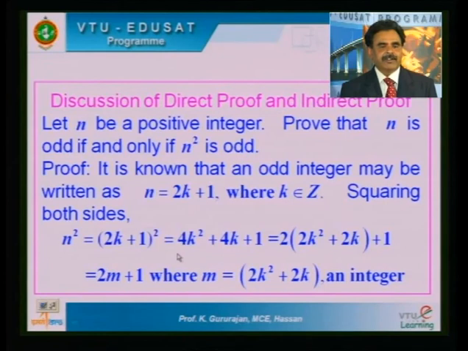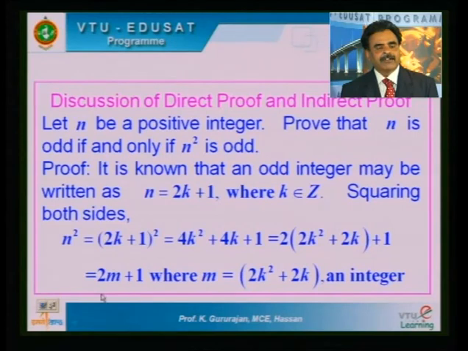Now can I give a direct proof? Here we gave a direct proof by just squaring n. Now is it possible to do the same here? Because if you assume that n square is an odd number, then I have to write n square as something like 2m plus 1, yes or no? If you assume that n square is odd, then we can write n square as 2m plus 1.